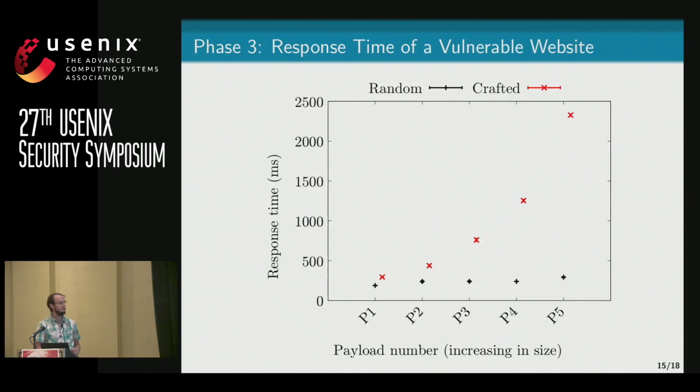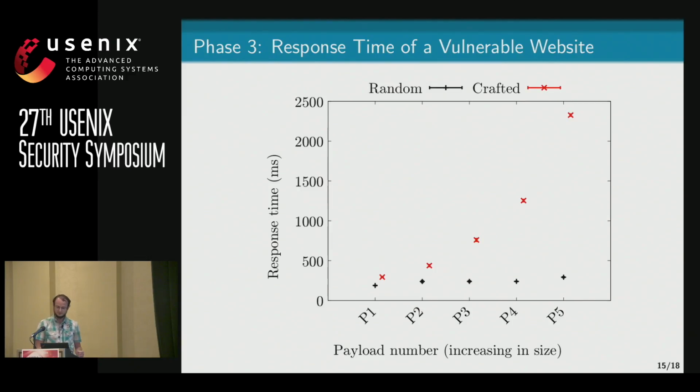But a vulnerable website, on the other hand, replies like this in our experiment. So the 5 payloads, the random characters payloads, with black here, they are all served in less than 500 milliseconds. But the crafted ones, they take super linear time to respond. So for payload number 4, we get more than 1 second response time. So I hope I convinced you that this is a good way to show that a specific website is vulnerable.